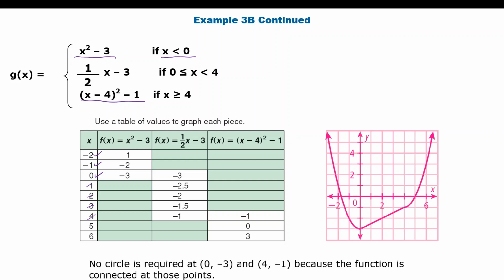So no circle is required at (0, -3) and at (4, -1) because the function is connected at those points. So even though this is x less than 0, we would think it would be open like this, but because the next one includes 0, that means we get to include it like that. And then here x is greater than or equal to 4, so again we're going to go ahead and just fill that all the way in. So there are no open circles on this one.